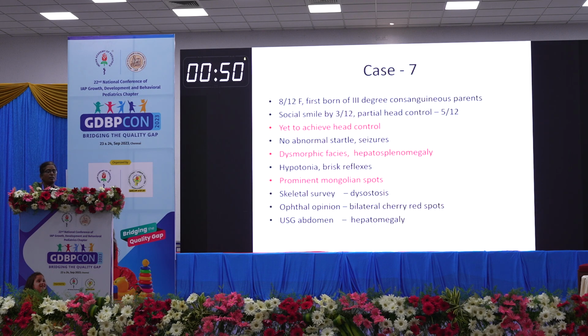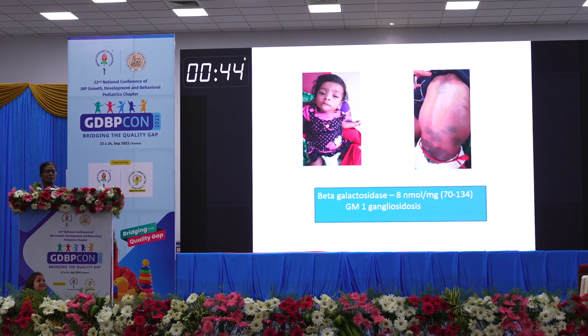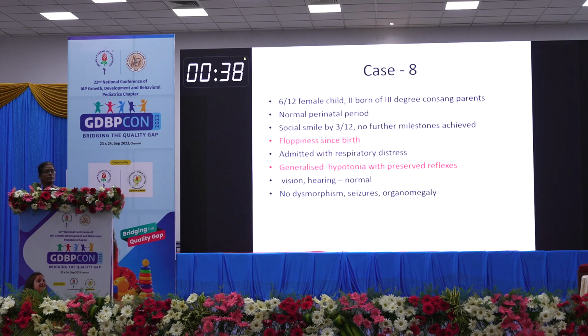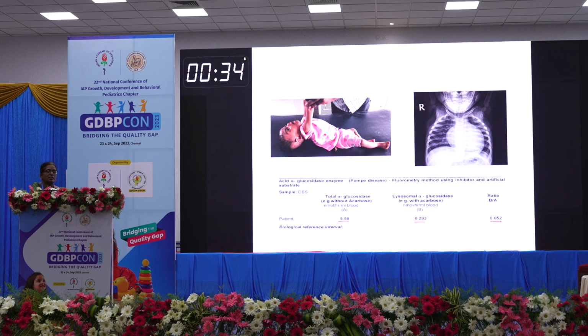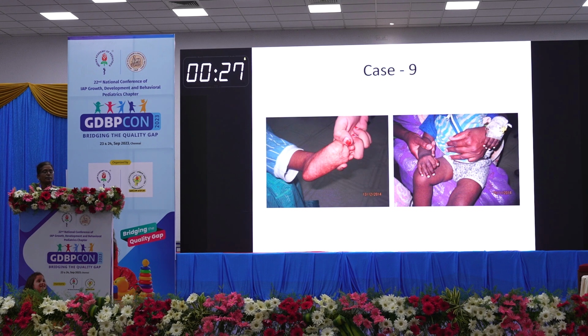Yet another child, yet to achieve head control, dysmorphism, hepatosplenomegaly, prominent Mongolian spot, skeletal survey showed dysostosis, cherry red spots were there in the eye. So it is GM1 gangliosidosis. Floppiness since birth, generalized hypotonia with preserved reflexes, you can see the floppiness, and in the X-ray there is some cardiomegaly. So this is Pompe's disease.